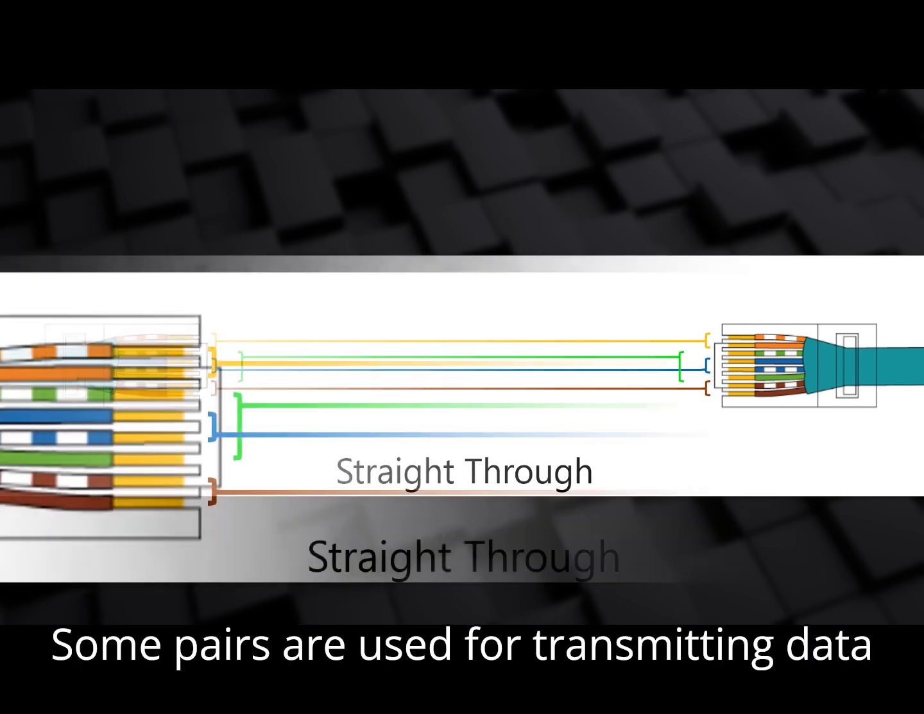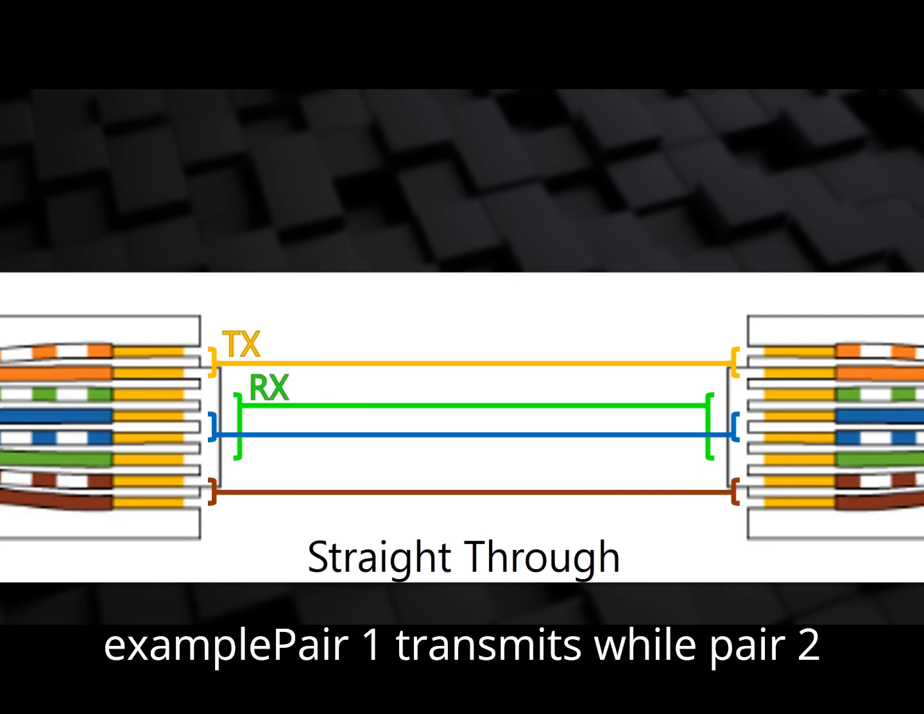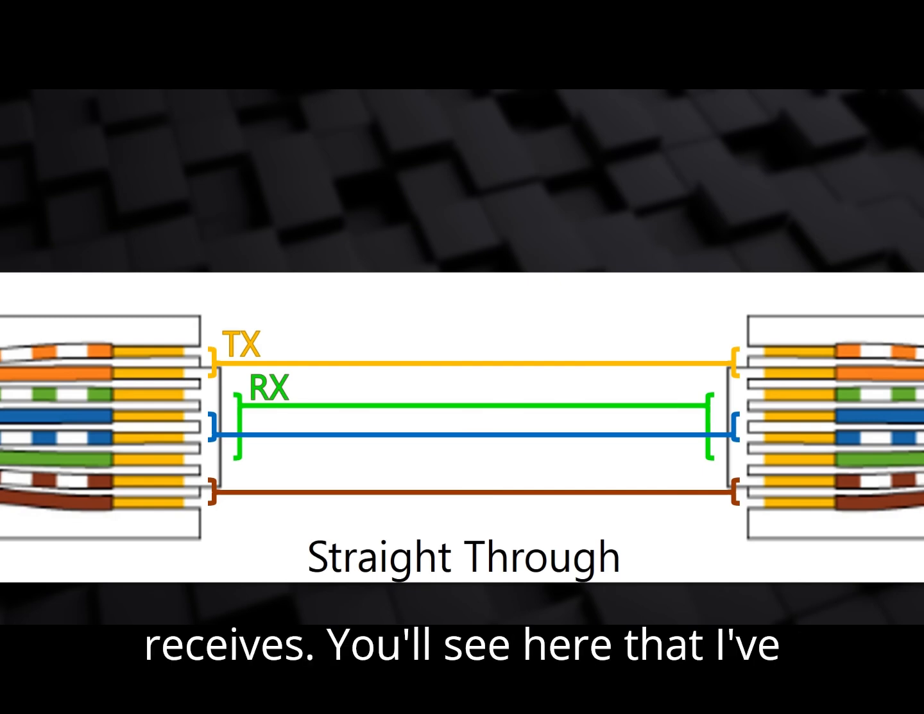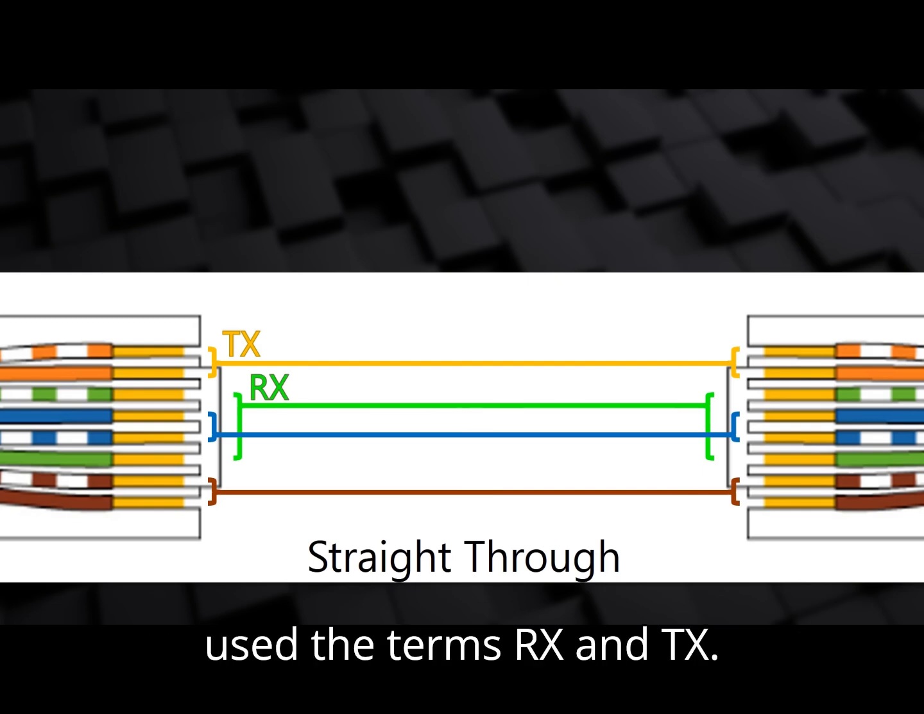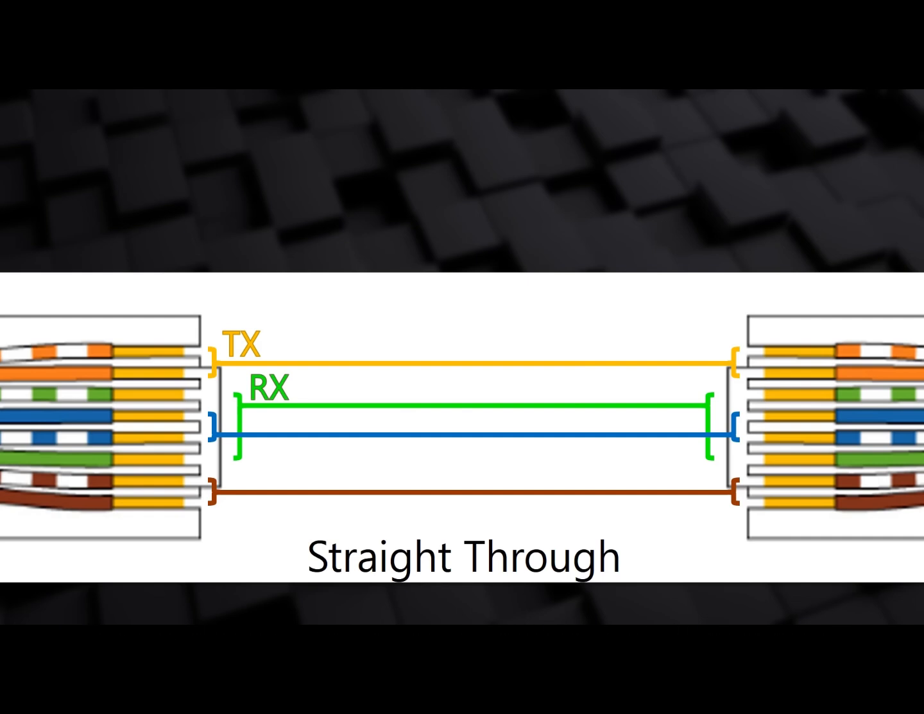Some pairs are used for transmitting data, and others are used for receiving. For example, pair 1 transmits, while pair 2 receives. You'll see here that I've used the terms RX and TX. These simply mean receive and transmit.